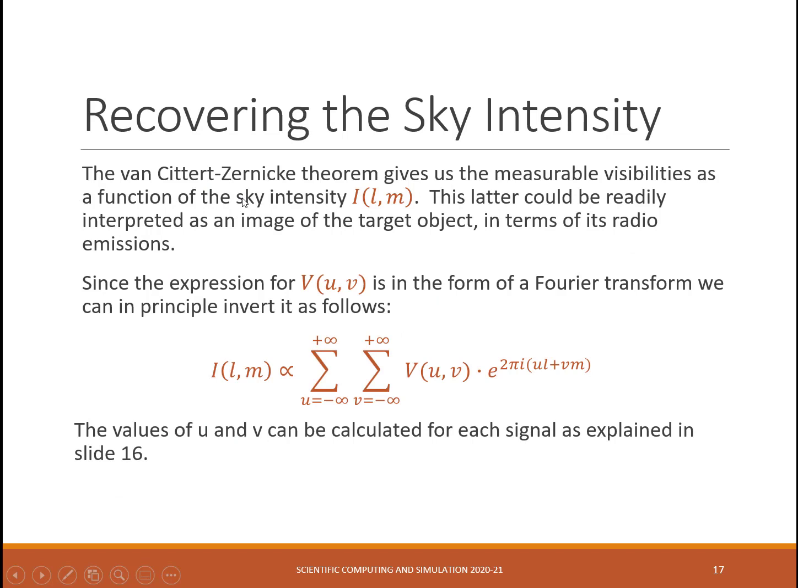So, to create an image of a target object using the signals captured by a telescope, we need to apply an inverse 2D FFT to the visibility function V, including an infinite number of U and V points as shown here. In this series, the visibility function V is determined by the signals received by the fixed antennas. By the way, the values for U and V can be calculated using the positions of the antennas and wavelengths of signals as explained in the previous slide.